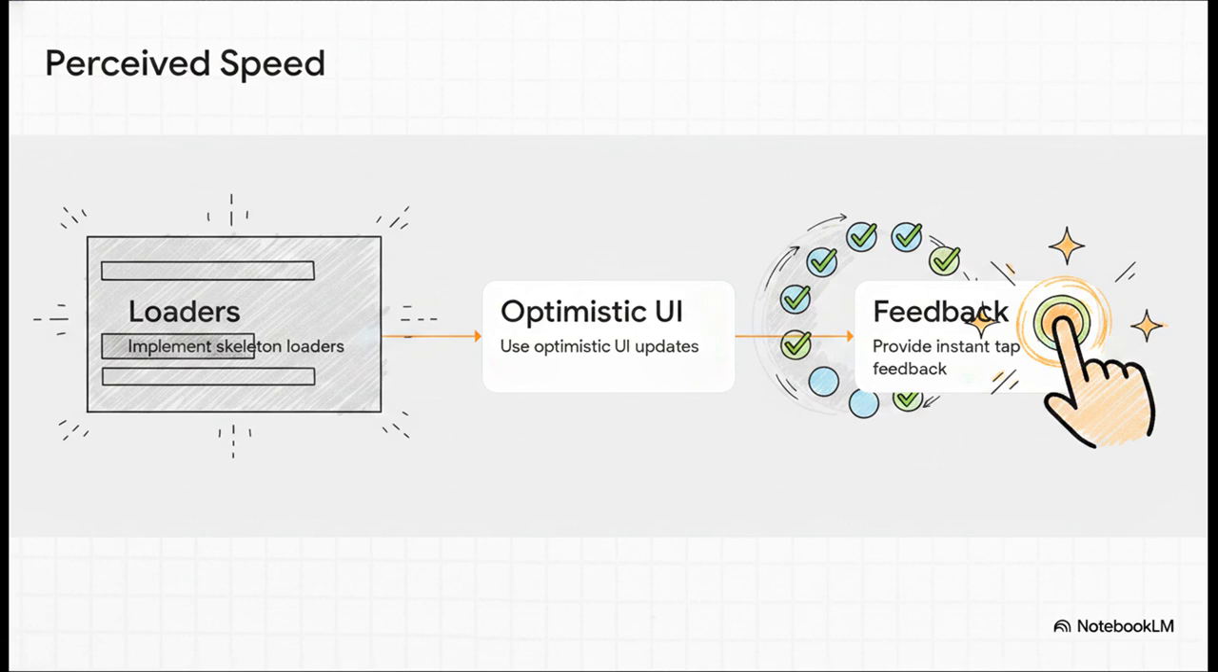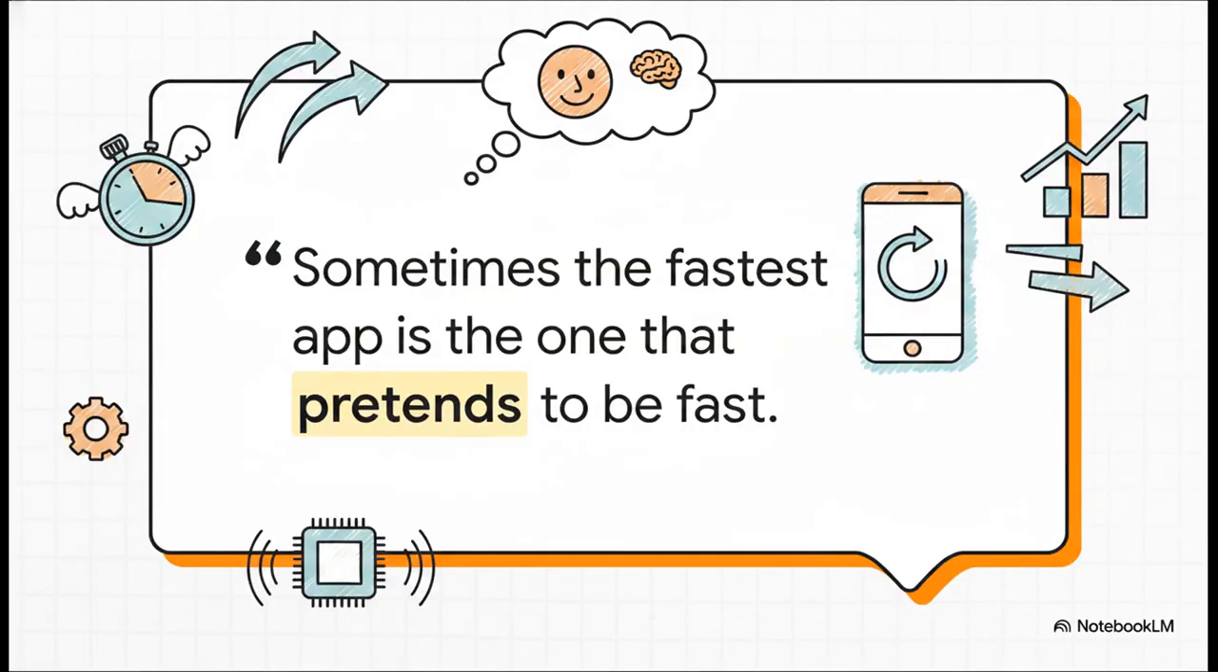First, implement skeleton loaders so the screen doesn't just sit there blank. Second, use optimistic UI updates, meaning update the screen as if the network request succeeded immediately while it actually processes in the background. And third, provide instant visual feedback the literal millisecond they tap a button. Mastering perceived performance through these optimistic UI tricks is arguably just as important as mastering your widget tree.